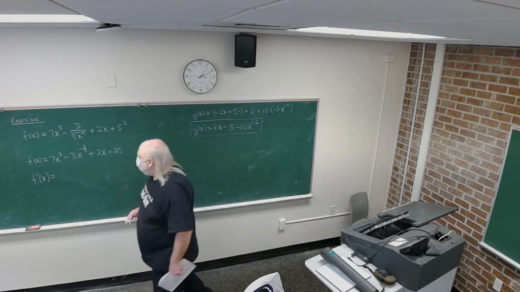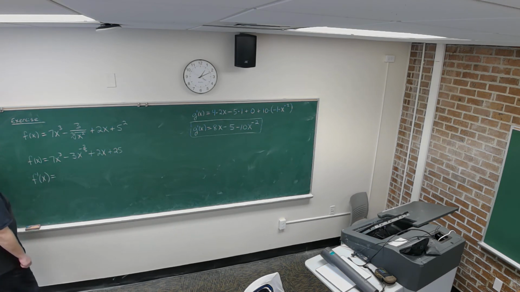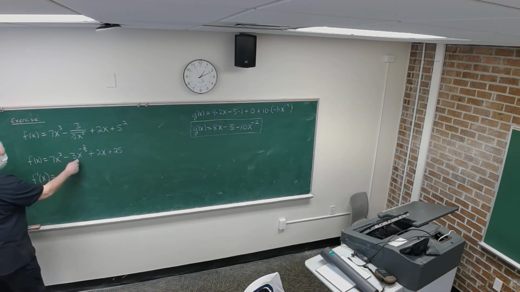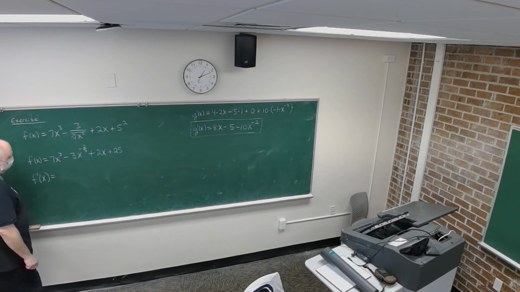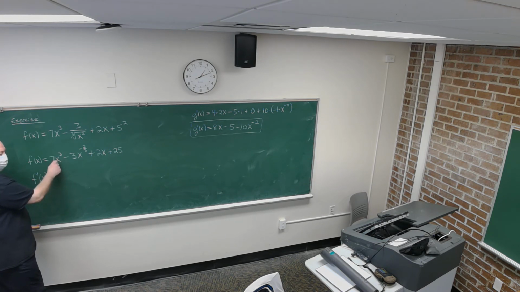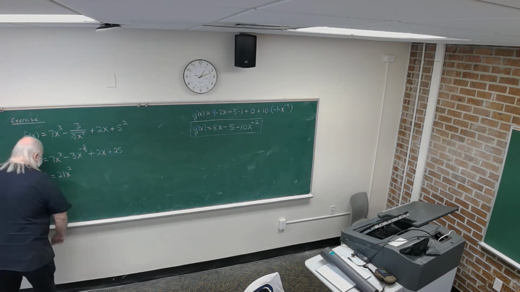Alright, Laura, what'd you get for the first term of the derivative? Well, that would be 21x squared. Right, so we have a sum and difference of functions, so we can differentiate each of these terms one by one. So derivative of 7x cubed, carry the 7 along, bring the 3 down in front of the x, subtract 1 from the exponent, and you have 21x squared.